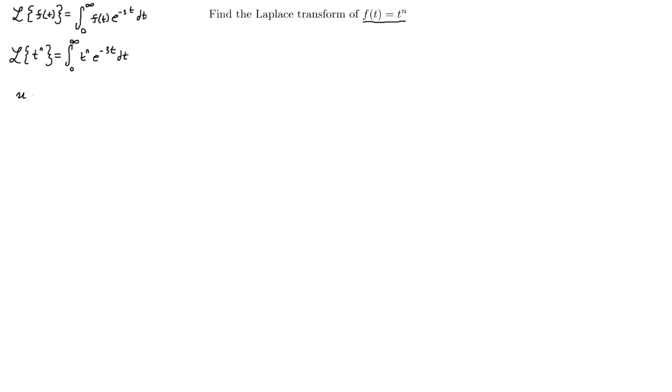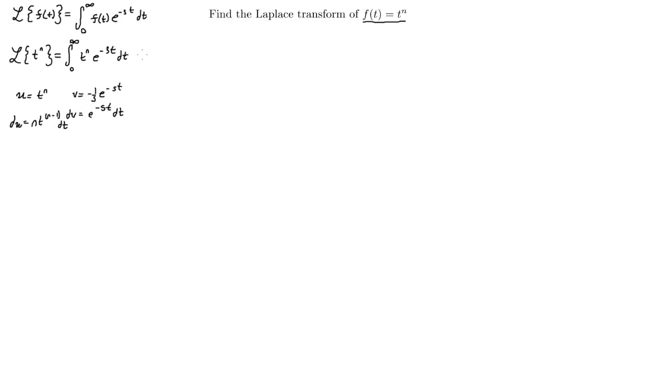So our u is going to be t to the n. Our dv is going to be e to the minus st dt. So our v is negative 1 over s e to the minus st. And our du is going to be n t to the n minus 1 dt.